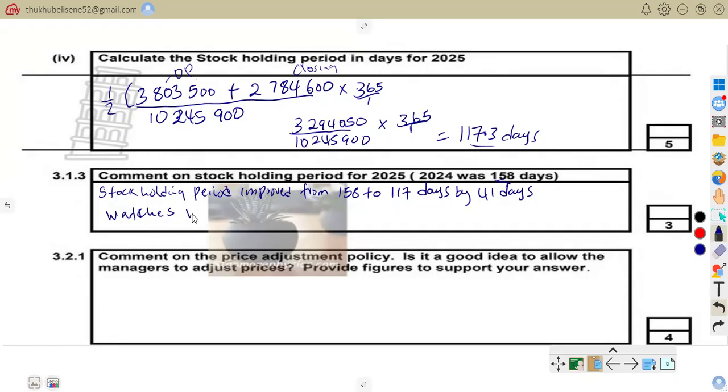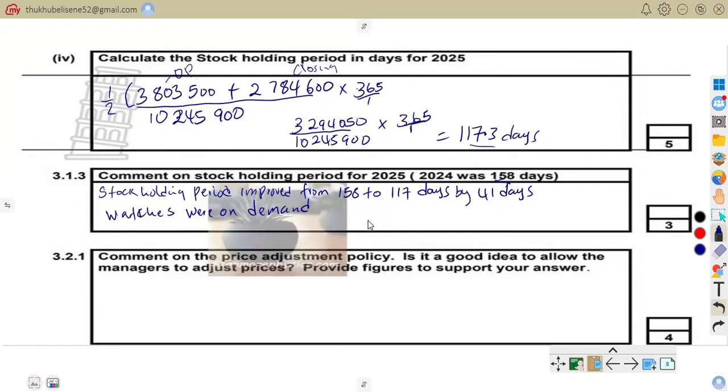Watches were on demand because it just took 117 days for them to sell. So it means now the stock holding period improved, because earlier on in 2024 it was 158 days. So now it just took us how many days? 117 days for us to sell our stock. So stock is sold faster.